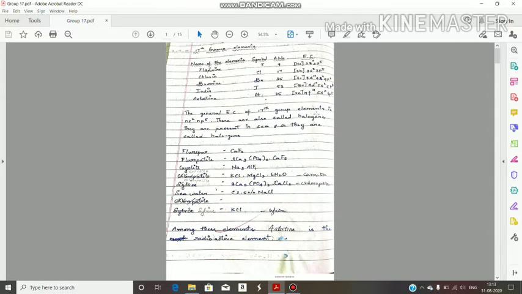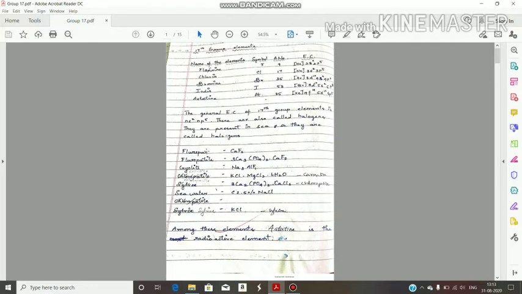These are also called halogens. These 17th group elements are also called halogens because they are present in sea. That is why they are called halogens. In Greek, halo means sea. Next, these are also called 7A group elements.